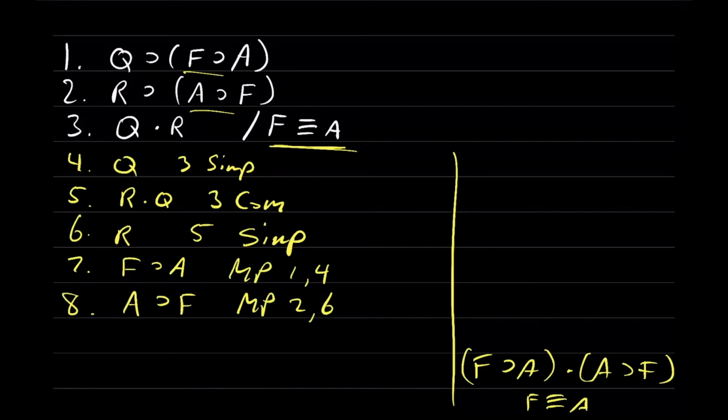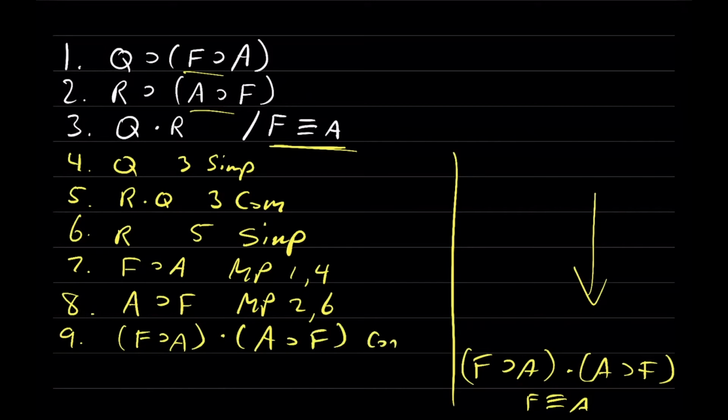Once we have these two conditionals, F implies A and A implies F, we said that all we needed to do over here in our scratch paper on the right was conjoin those two conditionals together and then apply the equivalence rule. It's going to take us 2 more lines. So we're going to get F implies A and A implies F. So that's conjunction from lines 7 and 8.